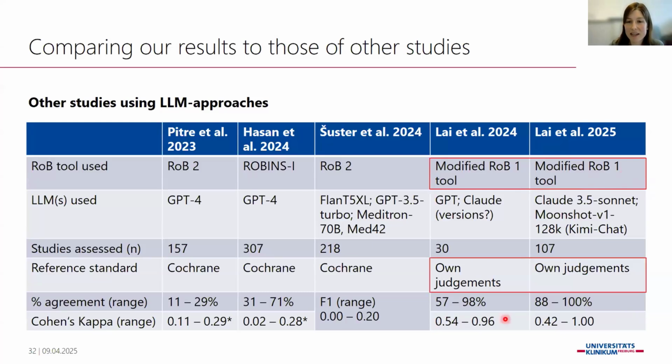And what is also interesting is that they used own risk of bias judgment as a reference standard, even though they also had an external reference standard, because they took the studies from systematic reviews with given risk of bias assessment, but they decided to produce own judgments as a reference standard. I don't know whether this is a reason or can be a reason for the better agreement, but it is a difference.